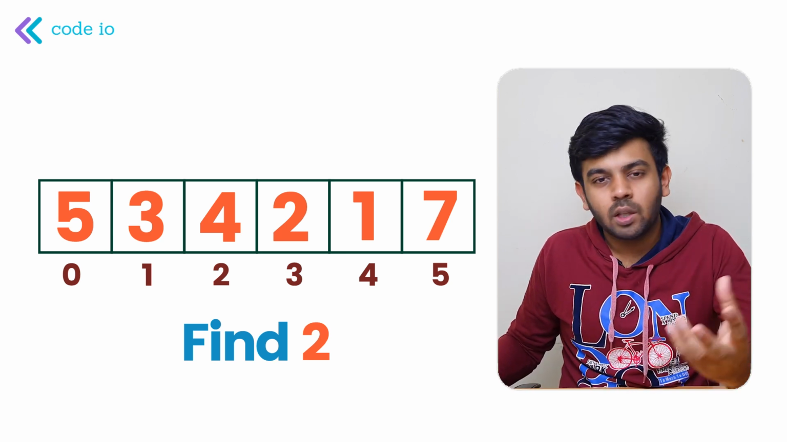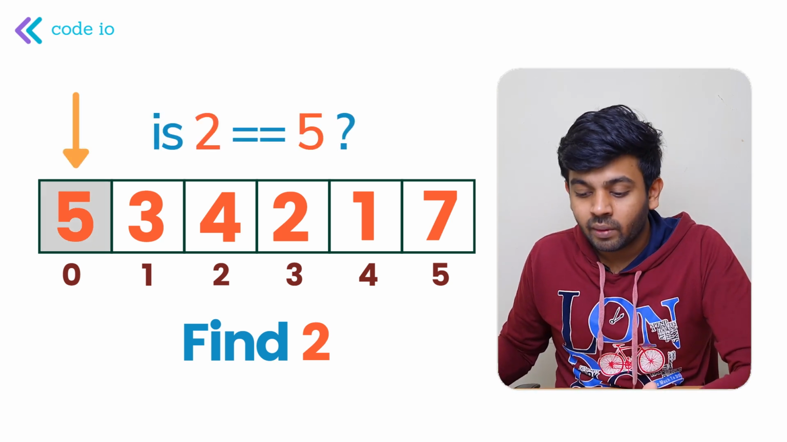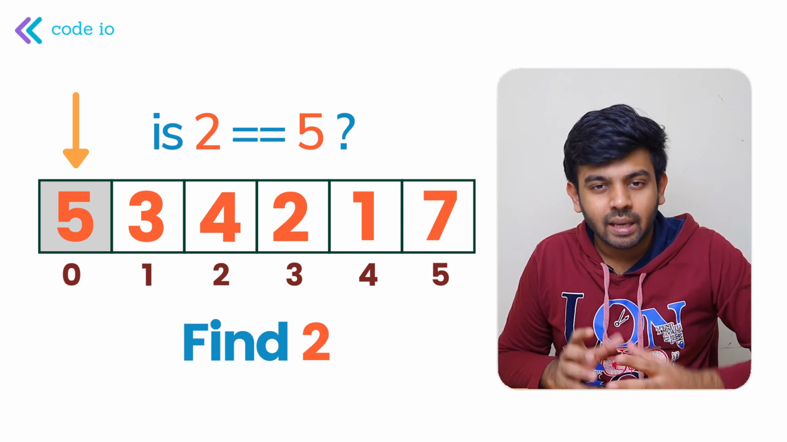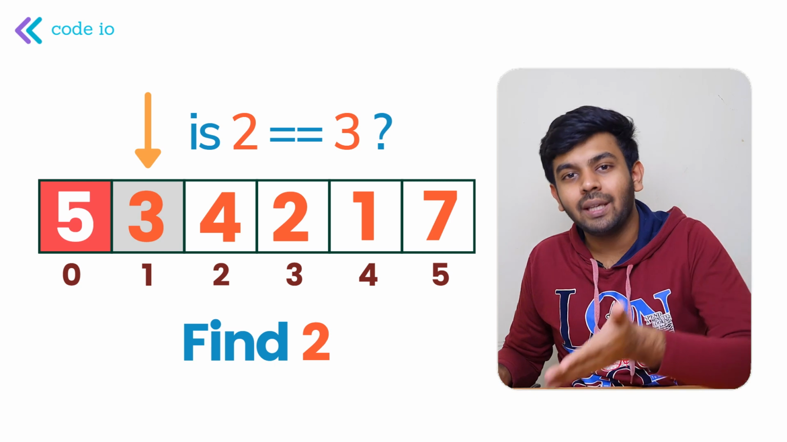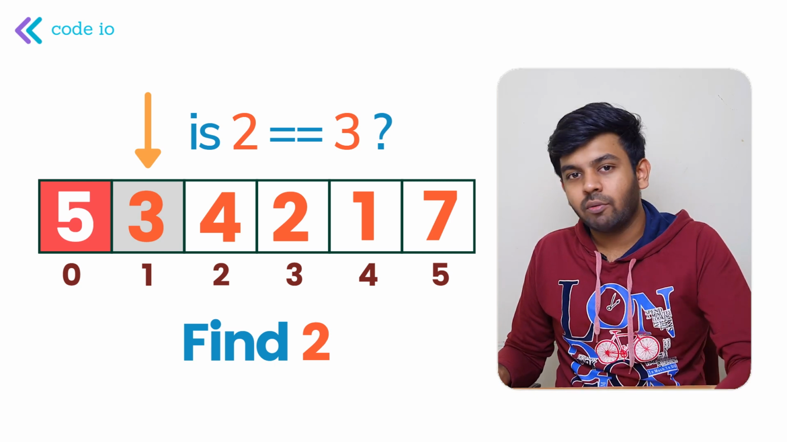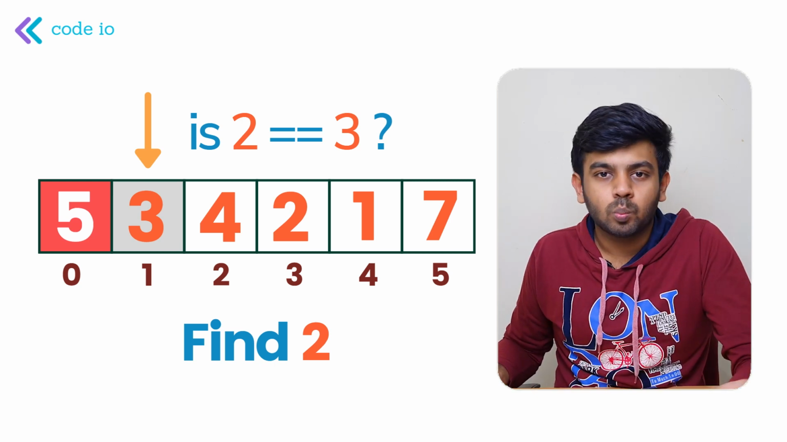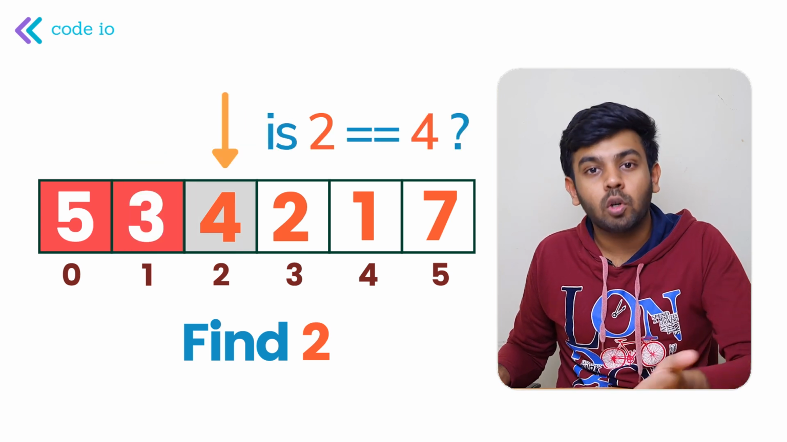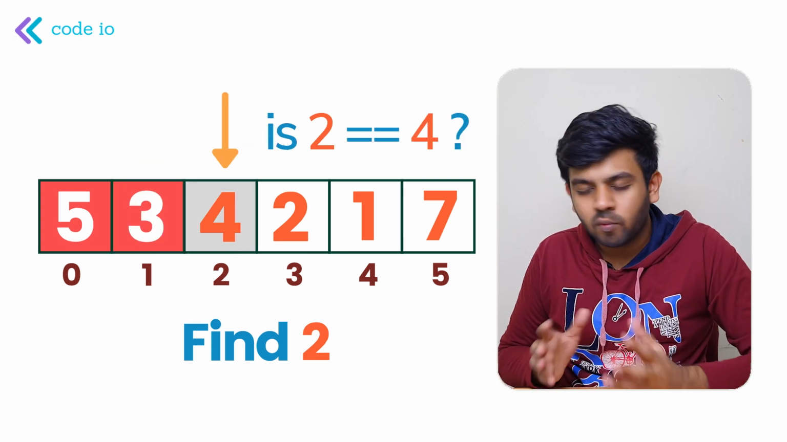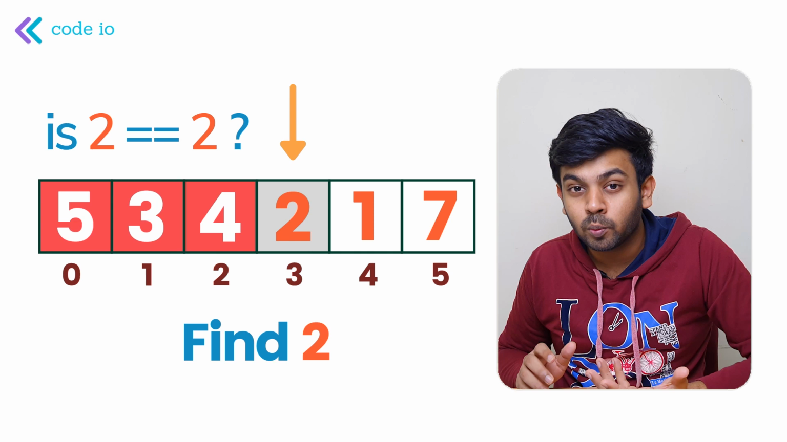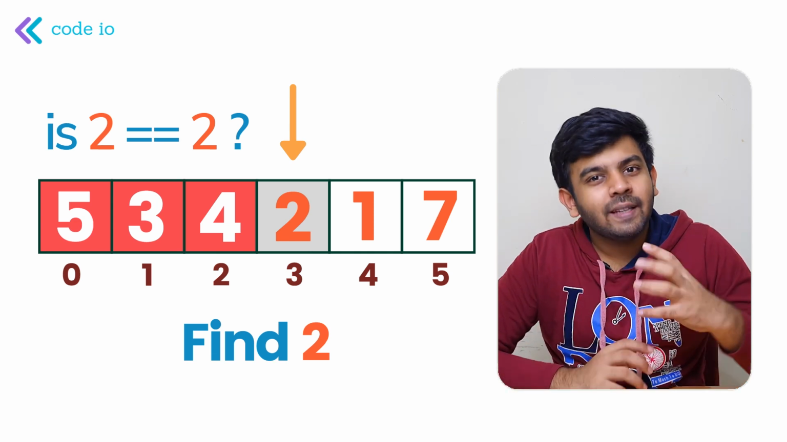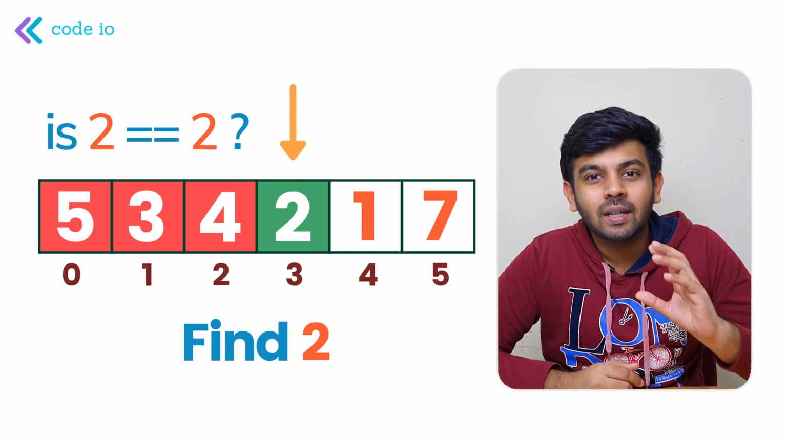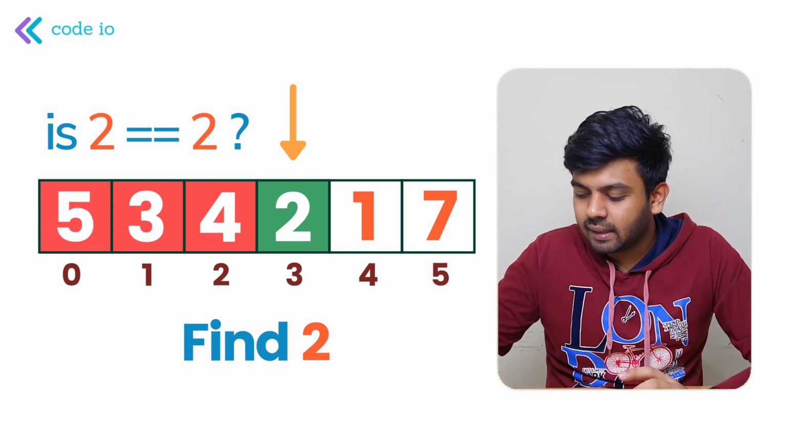But what we are essentially doing is looking at the first element. The first element in this array is 5. Is 5 2? 5 is not 2. So you'll move on to the next value. Next value is 3. Is 3 2? 3 is not 2. So you'll move on to the next value. 4. Is 4 2? 4 is not 2. You'll move on to the next value. 2. Is 2 2? Sounds weird, right? 2 is in fact 2. So you are going to return the index of it. That is 3.